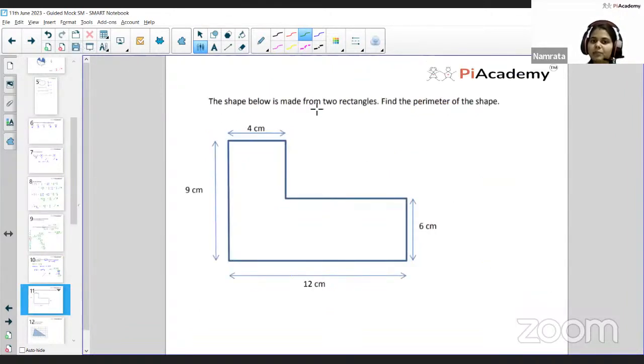Yes. The shape below is made from 2 rectangles. Find the perimeter of the shape. Take your time.